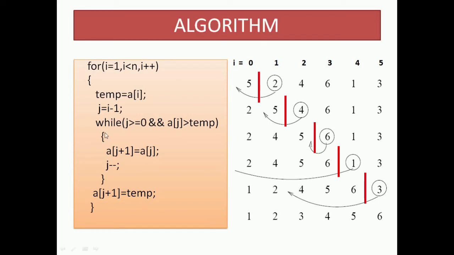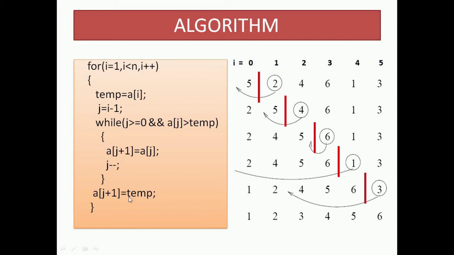The while loop ends here, which is that 4 will be shifted to 5 and 5 will be moved one place ahead. The while loop ends here, and hence it compares the values of temp with each element in the sorted list until we find the correct location and shifts them accordingly. Finally, the temp value has to be stored, so we get our final step, which is a of j plus 1 is equal to temp. And this is where the for loop ends.